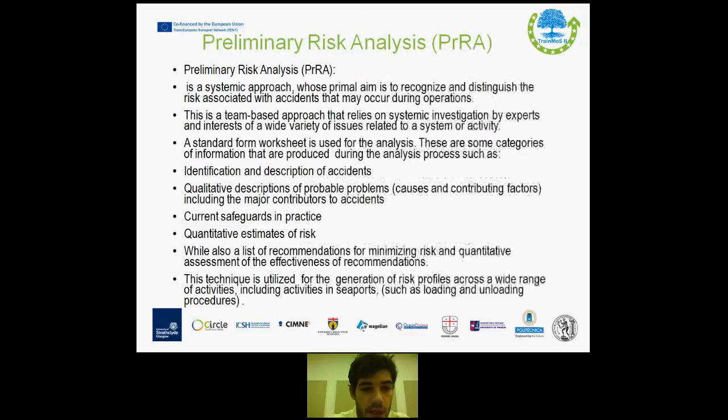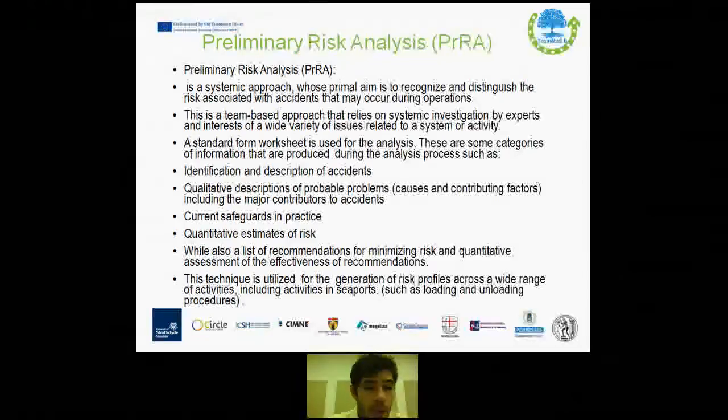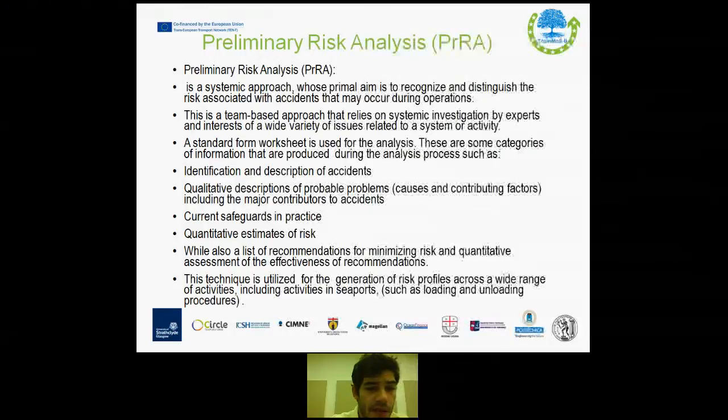First of all, among the series of techniques is preliminary risk analysis. Preliminary risk analysis is a systematic approach whose primary aim is to recognize and distinguish the risk associated with accidents that may occur during operations. This is a team-based approach that relies on a systemic investigation by experts and leaders of a wide variety of issues related to a system or activity.